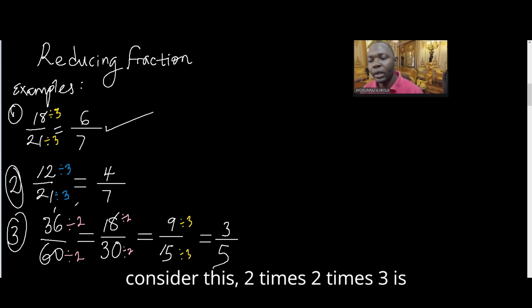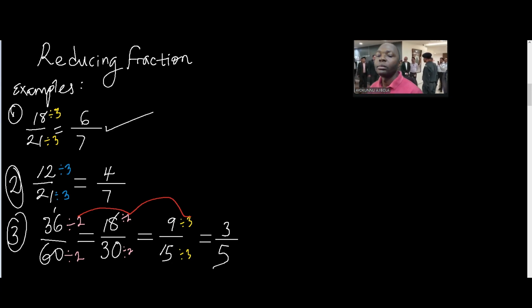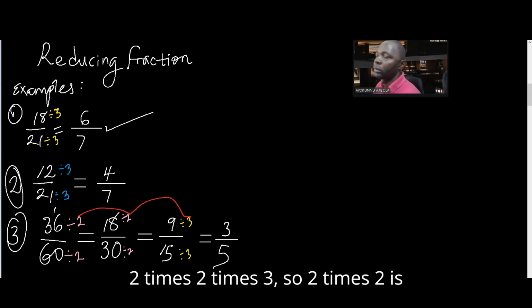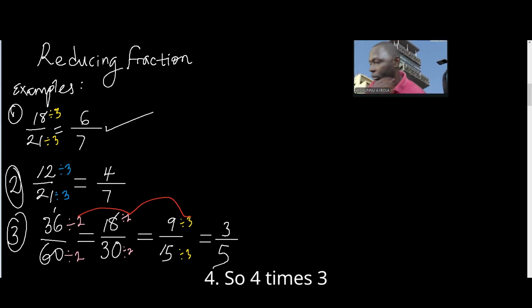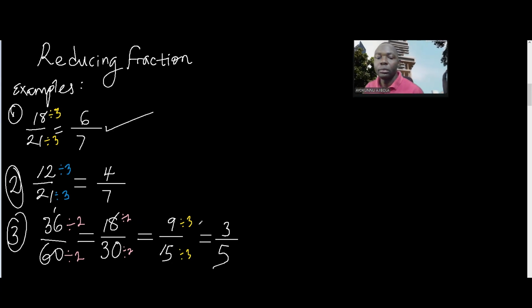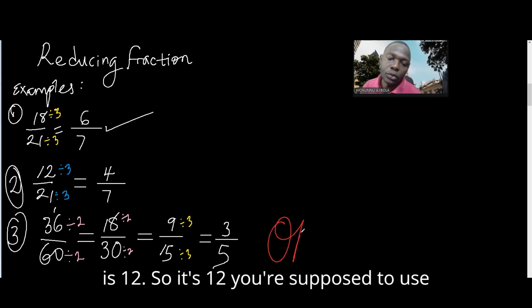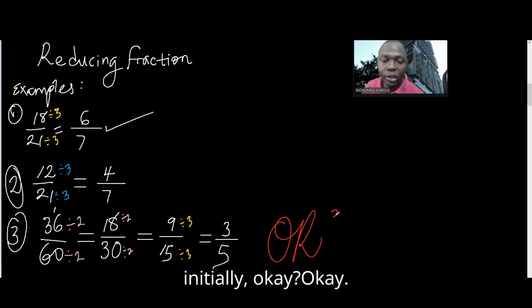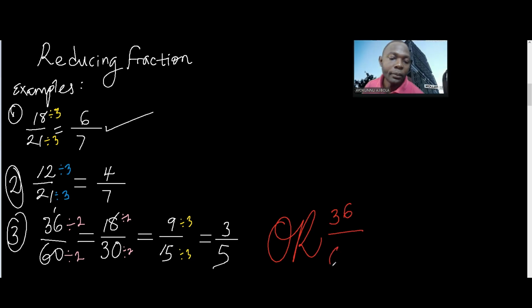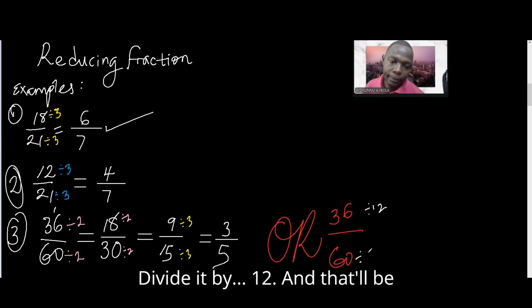Okay. Now consider this. 2 times 2 times 3 is what? 2 times 2 is 4. So 4 times 3 is 12. So it's 12 you're supposed to use initially, okay? You divide it by what? Divided by 12. And that'll be what?